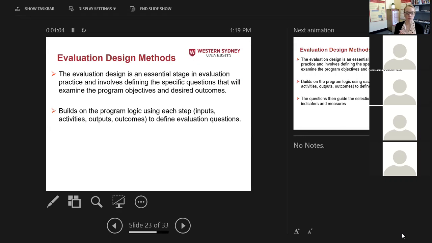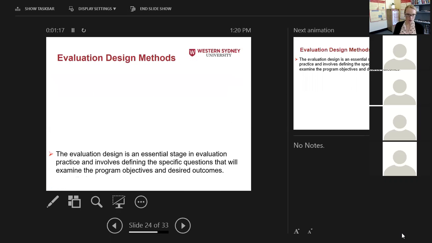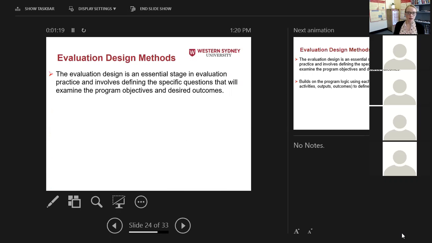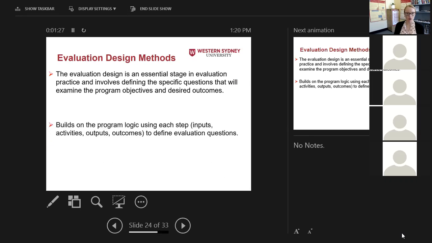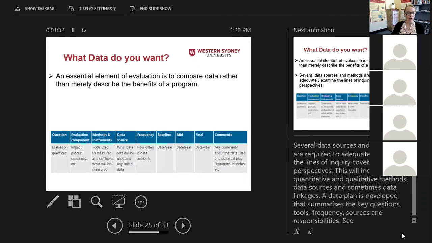Okay, so we want to know inputs, outputs, and really defining those questions. And those questions then guide what methods you use and what indicators you're going to then report on. Okay. So it involves defining specific questions, and again, that comes up with what we talked about before. Oh, this is a double slide. I didn't mean to do that. Sorry.